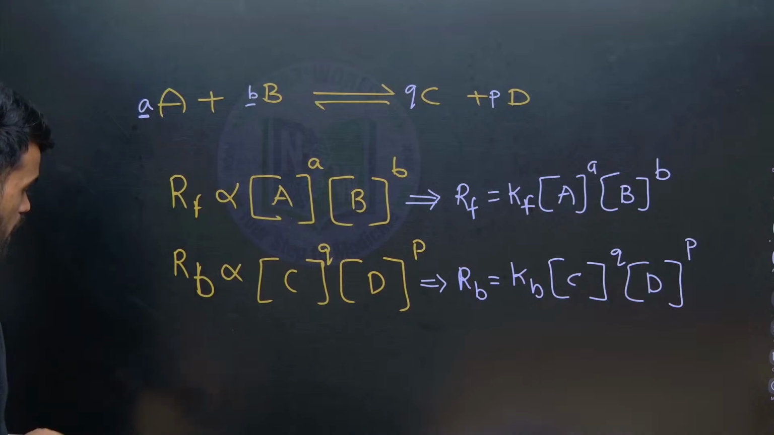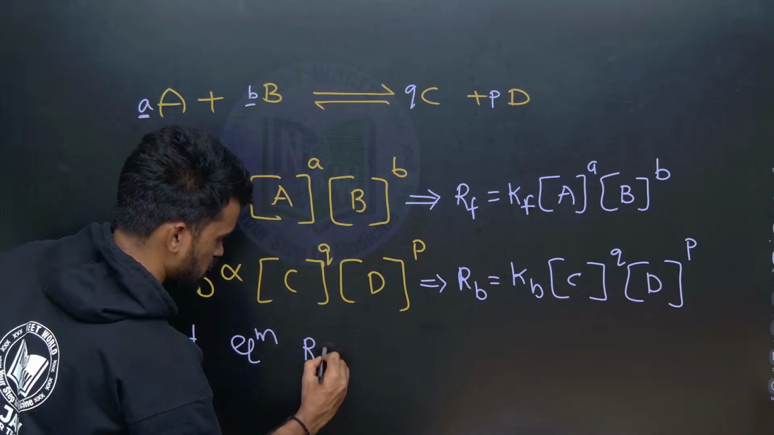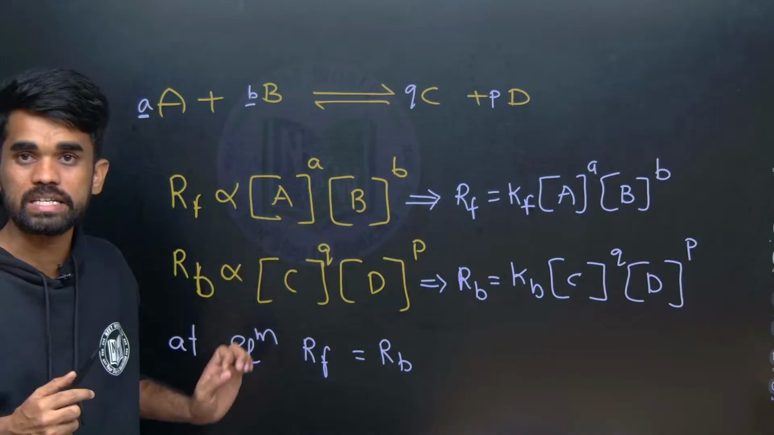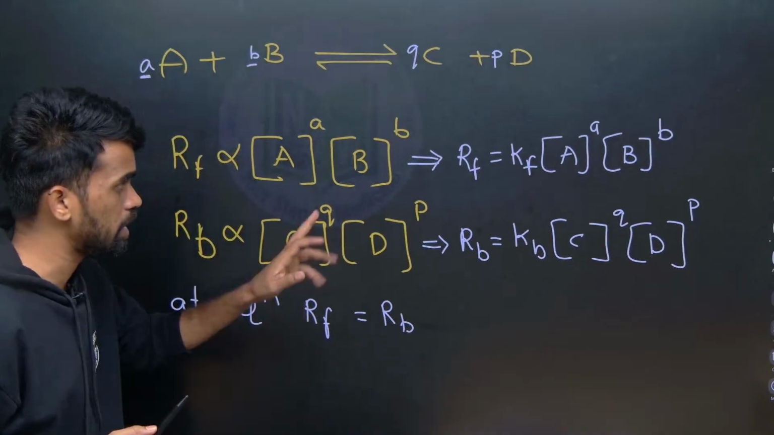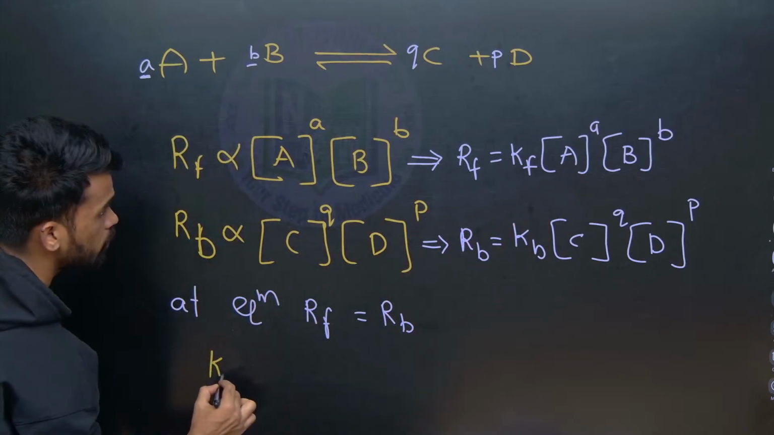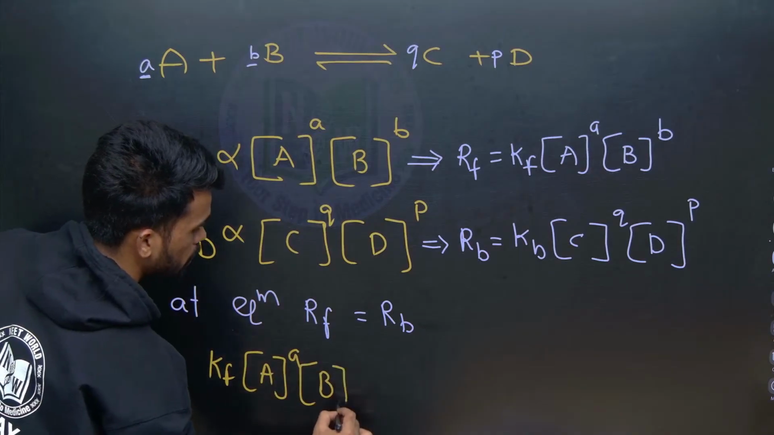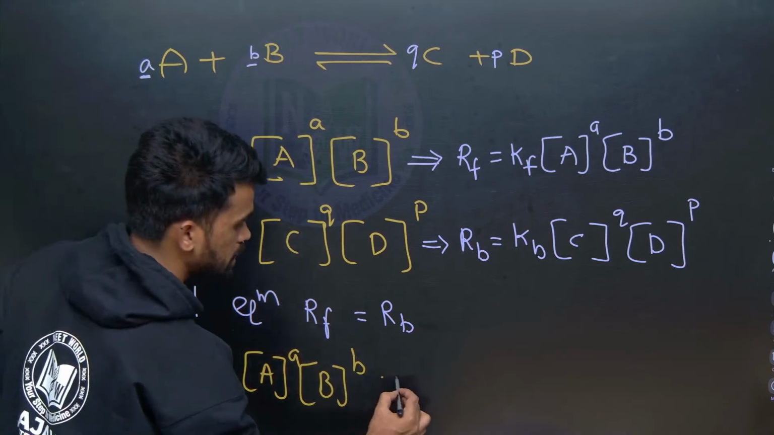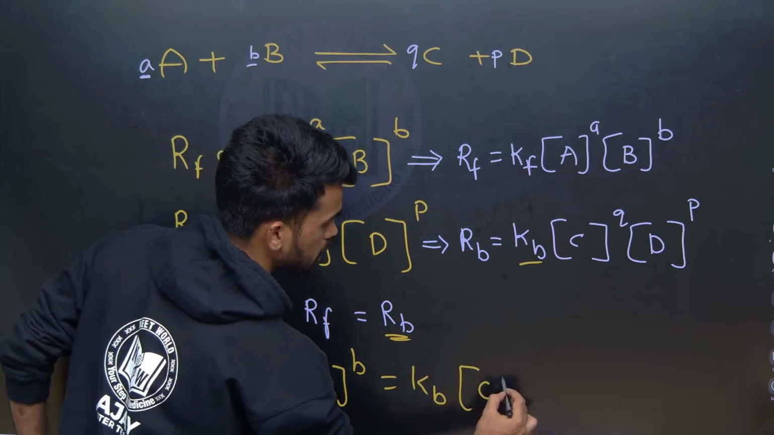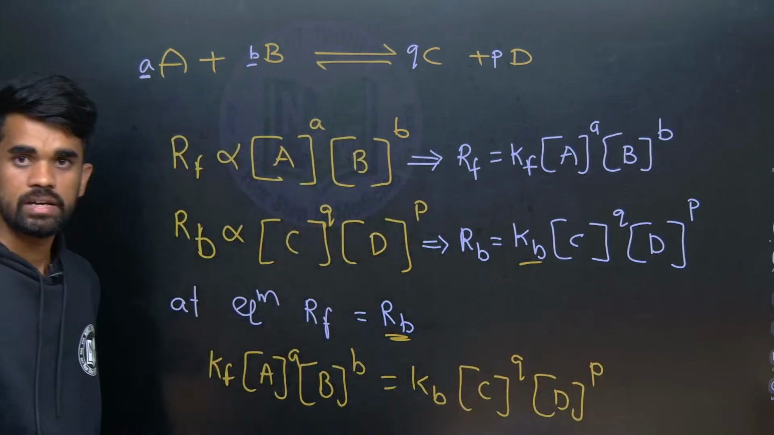Now at equilibrium, what I told you, at equilibrium the rate of forward reaction equals the rate of backward reaction. It means these two equations are equal now. So can I write them like this? RF means Kf concentration of A to the power a, B to the power b, and this equals RB. It means Kb into concentration of C to the power q, concentration of D to the power p. Like this we have to write.